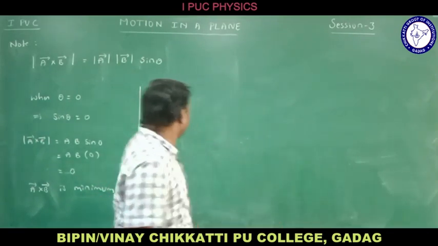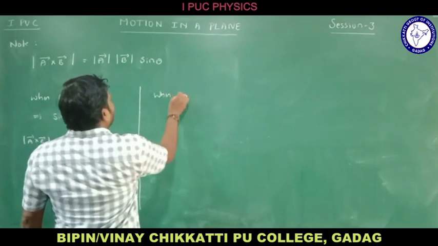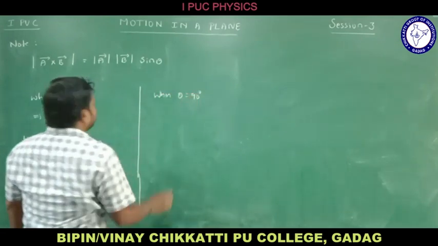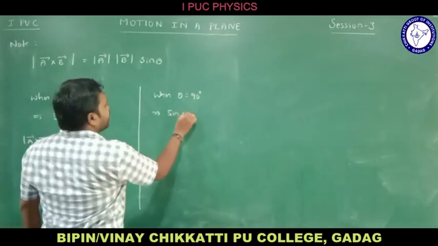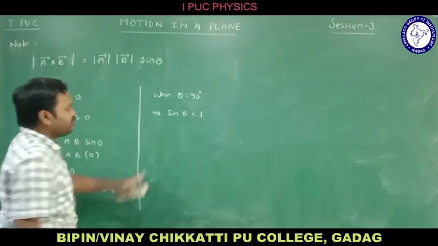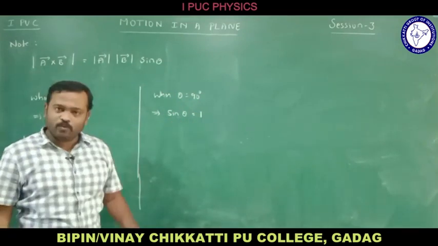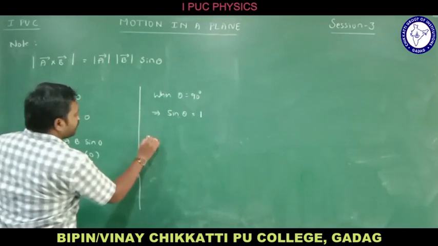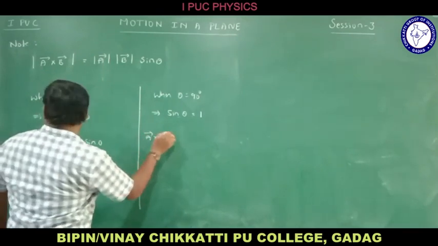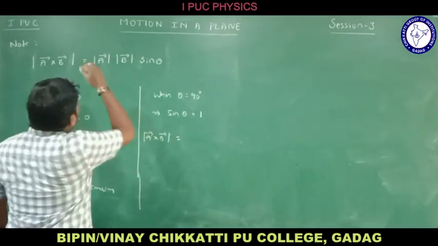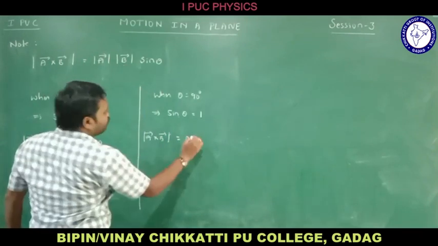Let us go with the second one, right? When we take theta equal to 90 degree, come on, tell me, if theta is equal to 90 degree, what is sin theta here? 1, because sin 90 is 1. Shall I apply it here? That is A cross B, right? So let me take the magnitude now. Modulus of A is A, modulus of B is B.